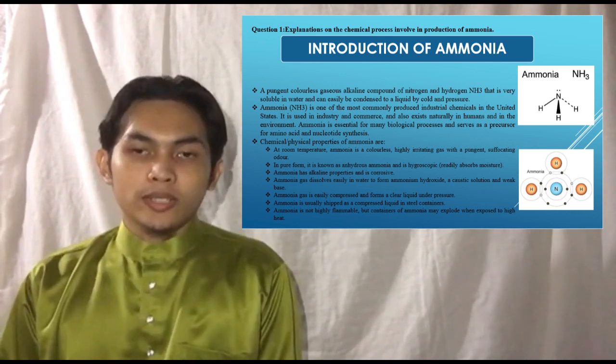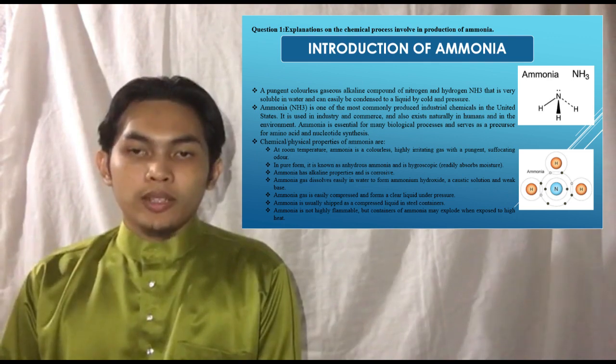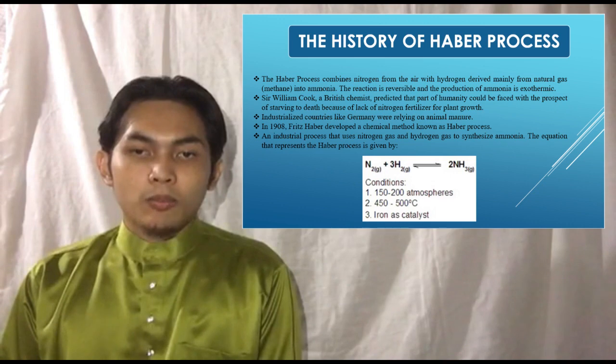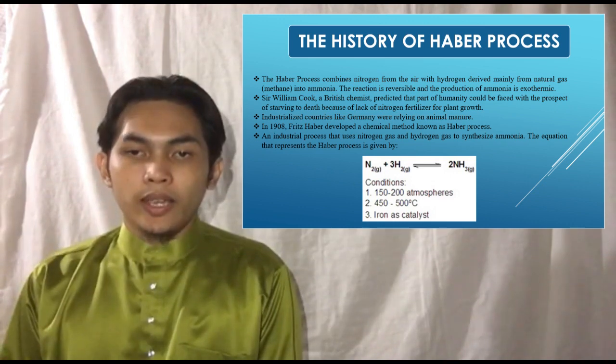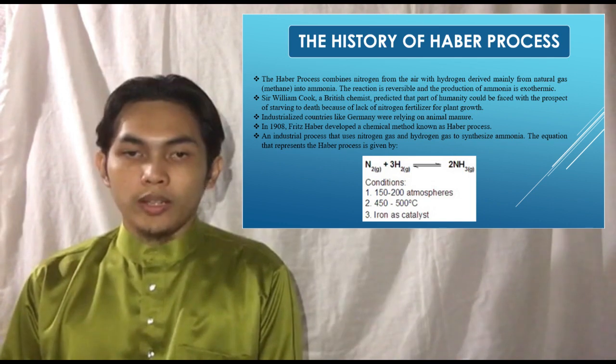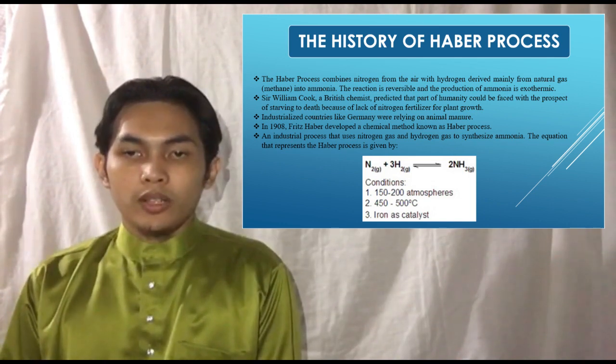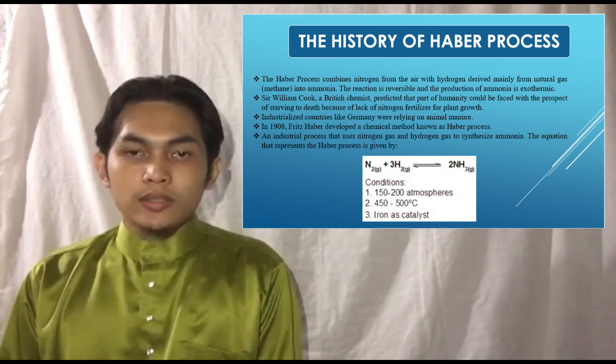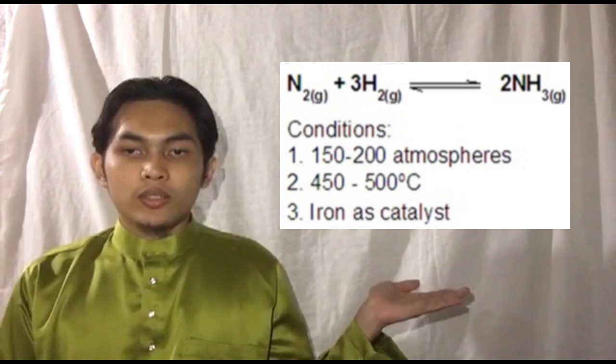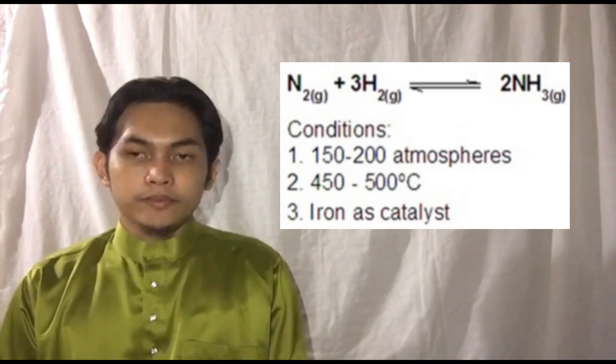Ammonia is one of the most commonly produced industrial chemicals in the United States. In the modern process, production of ammonia is by using the Haber process. The Haber process combines nitrogen from the air with hydrogen derived mainly from natural gas into ammonia. The reaction is reversible and the production of ammonia is exothermic. The equation representing the Haber process is here, and the condition depends on the plant.